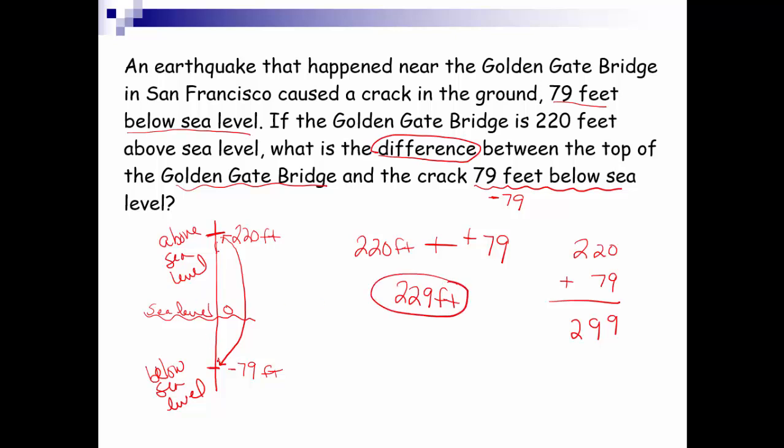And so if you look here, I have to travel up 79 feet and then another 220. Oops, that should be a 299. I actually have traveled up 299 feet between 79 feet below and 220 feet above. Hopefully that visual helps. We've worked some with vertical number lines this year.